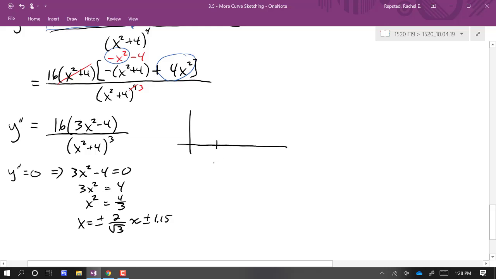We have two possible inflection points, minus 2 over root 3, positive 2 over root 3. And we're just going to look at what's going on with this. So we know it's 0 here and here. Because there are two zeros, that splits up this number line into like 3 intervals. So I just have to see what's going on in each interval. If I plug in something less than this, like negative 100, what's the sign of 3x squared minus 4?